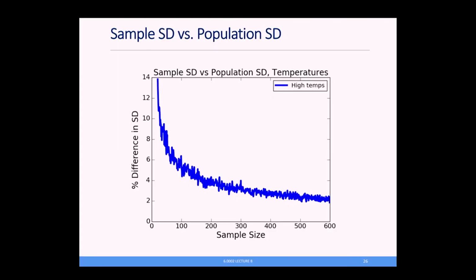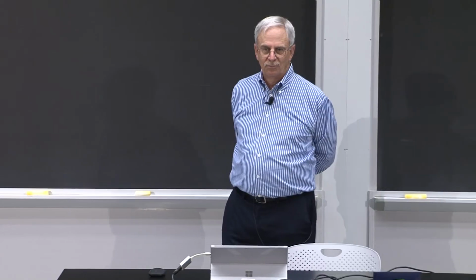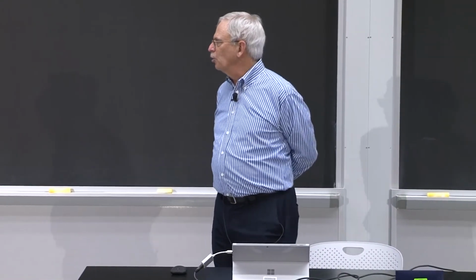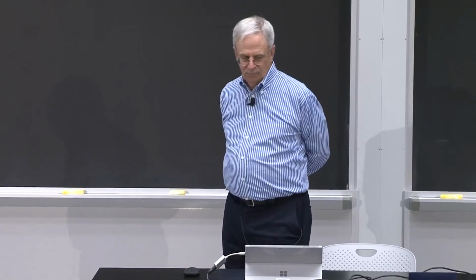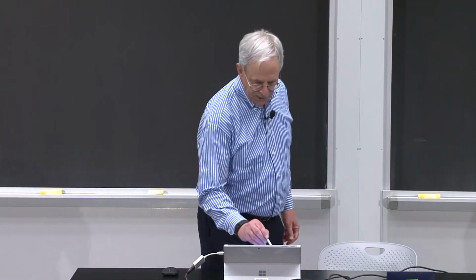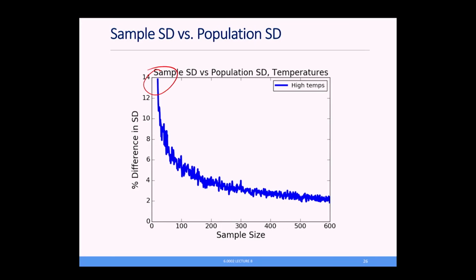Shockingly good. So I looked at our example here for the temperatures, and I'm plotting the sample standard deviation versus the population standard deviation for different sample sizes, ranging from 0 to 600 by 1, I think. So what you can see here is when the sample size is small, I'm pretty far off. I'm off by 14% here. And I think that's 25. But when the sample size is larger, say 600, I'm off by about 2%.